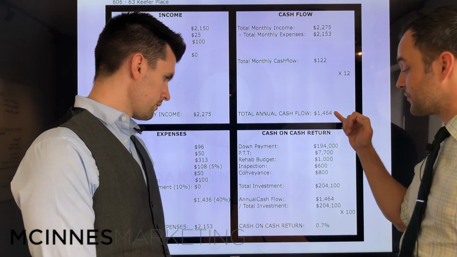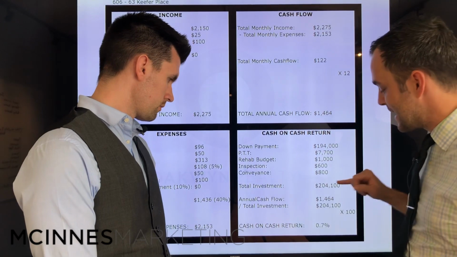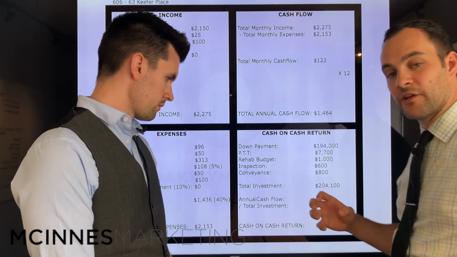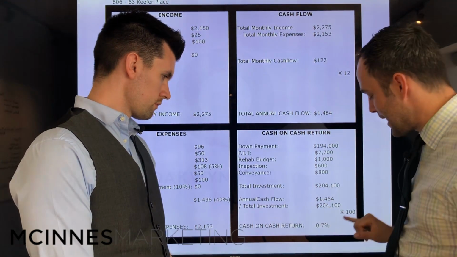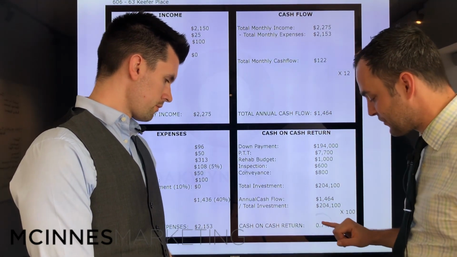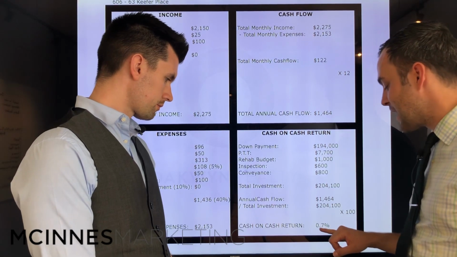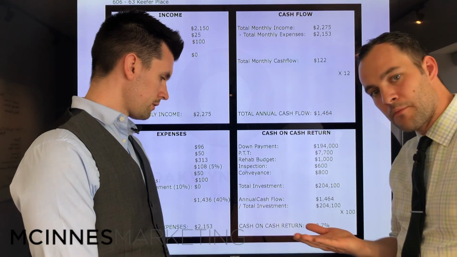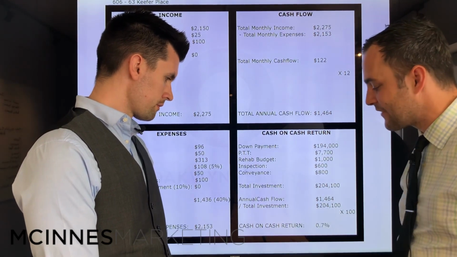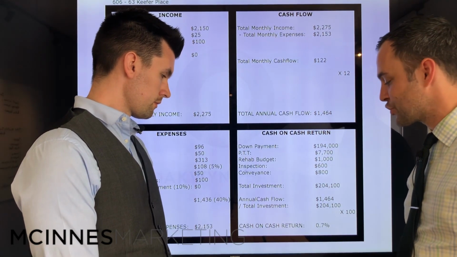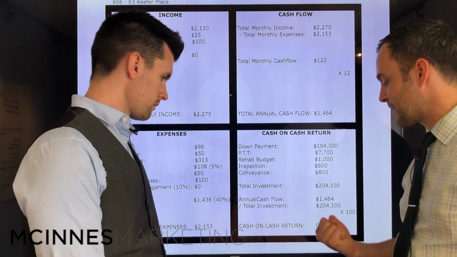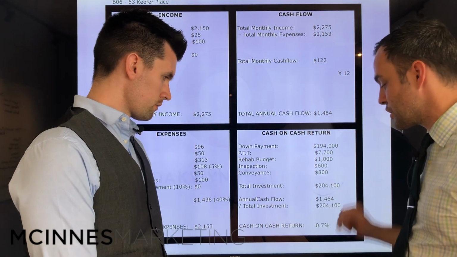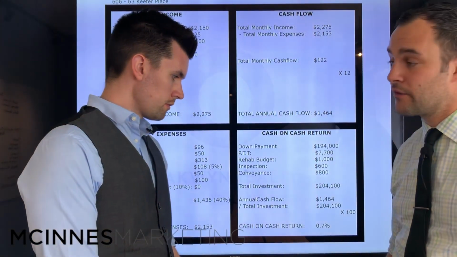Now, to get the final percentage here, we're taking the annual cash flow, which Ben just worked out up here, $1,464. We're going to divide that by this total investment amount, $204,100, and we're going to get a very small number. We're then going to times that number by 100 to get our percentage here. So we're slightly under 1%. We're slightly over break even at 0.7% cash on cash return. So you're getting a 0.7% return on your money in of this investment.